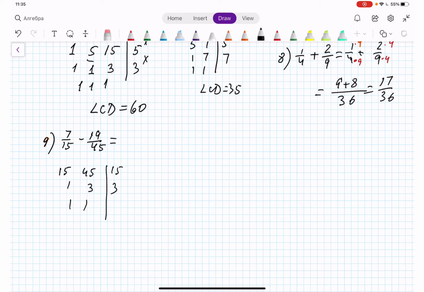If I wouldn't know that 45 I can divide by 15, LCD is 45, then I would go by 3, by 5, and so on. So it's 45, which means 7 over 15 minus 19 over 45. Here I'm multiplying by 3, right? Whatever change I do to the denominator, I have to do the same change to the numerator. And I'm getting 45 common denominator, 21 minus 19, and we are getting 2 over 45.